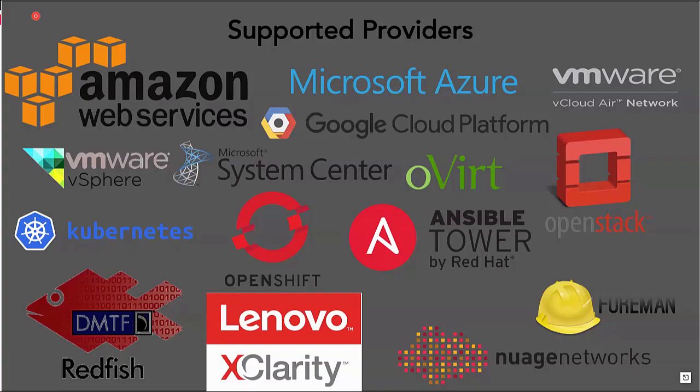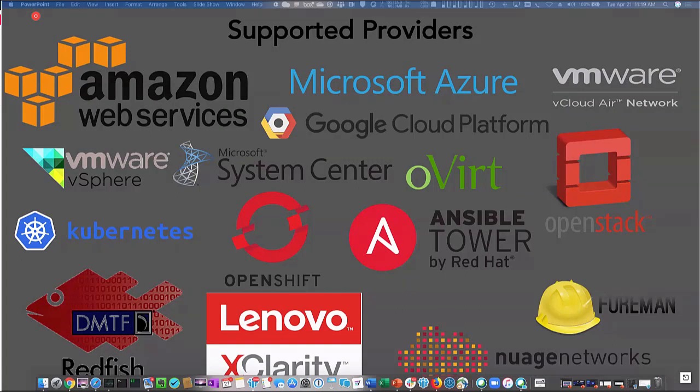Okay, so as I mentioned, we started off by supporting VMware vSphere almost 15 years ago, 14 years ago now, and it has expanded out into us supporting all of these platforms. We support Amazon Web Services, Azure, Google, VMware vCloud, so a lot of the cloud providers. Obviously, one provider that's missing from here is the IBM Cloud, and we're working on that.